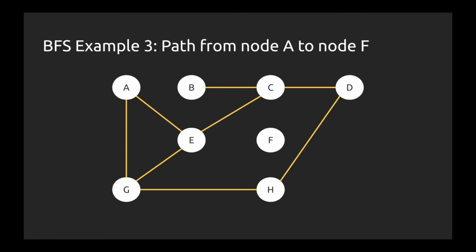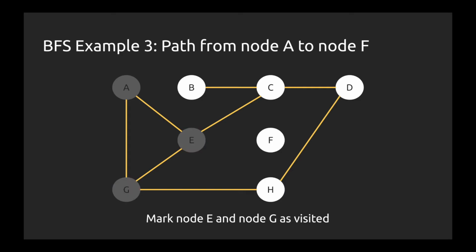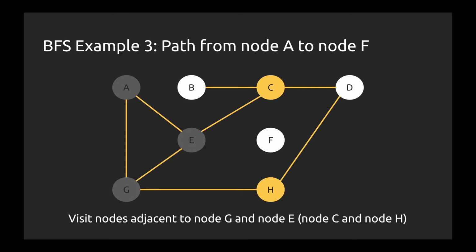And finally, let's look through an example where there isn't a path between the two nodes. In this case, we're looking for a path between node A and node F. We go ahead and once again start at node A. We know it's not the destination, so we mark it as visited, and then we move on to the adjacent nodes, E and G. We ask if they're the destination, they're not, so we go ahead and mark those as visited, and then go to their adjacent nodes, C and H.